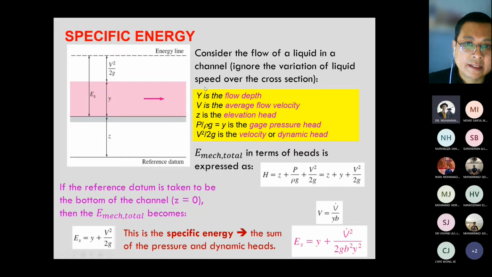Consider the flow of liquid in the channel, with the variation of liquid speed over the cross section. So we have y, the flow depth, V, the average flow velocity, z is the elevation head, and p over rho g equal to y is the gauge pressure head, and the kinetic energy V squared over 2g is the velocity or dynamic head. So we can rewrite the formula for the two-point condition in the open channel. We get the difference between two observation points by the formula z plus p over rho g plus V squared over 2g. So this one measures the energy.